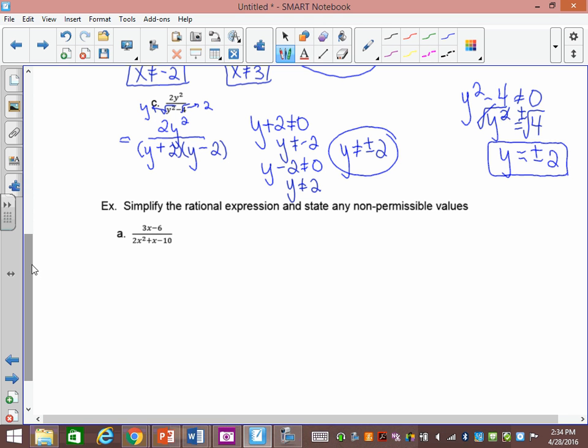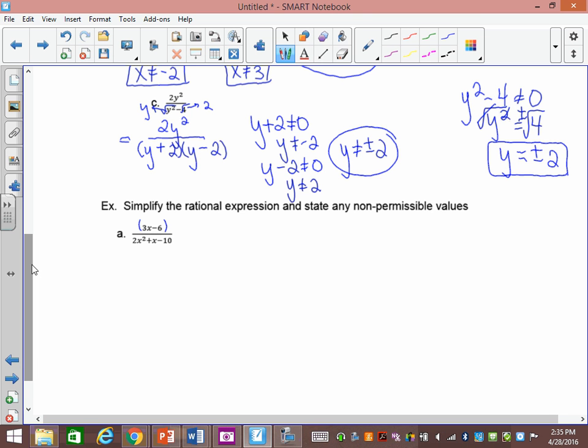Example: simplify the rational expression and state non-permissible values. So if we have to simplify and then state non-permissible values, the very first thing you want to do is look at this and say, hey, it's 3x minus 6. They're attached together. Put brackets around them. Anything that's attached by plus or minus signs gets put in its own bracket. So technically here I have 3x minus 6 in a bracket.